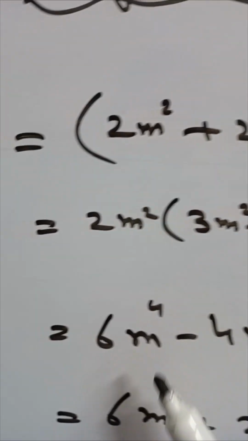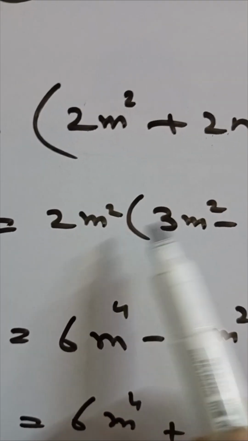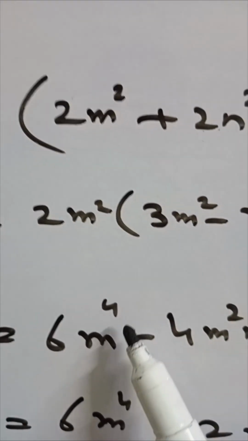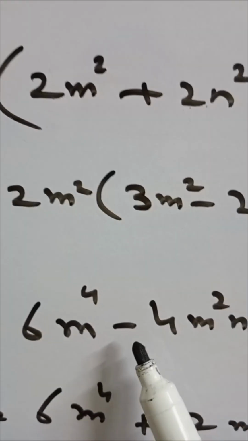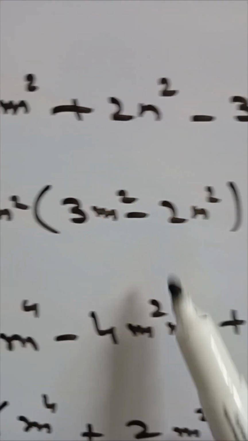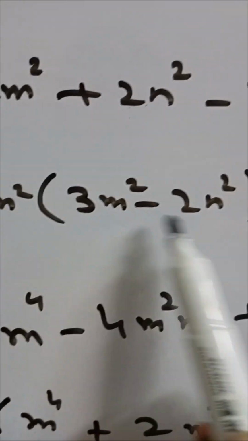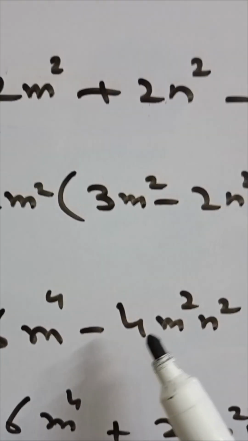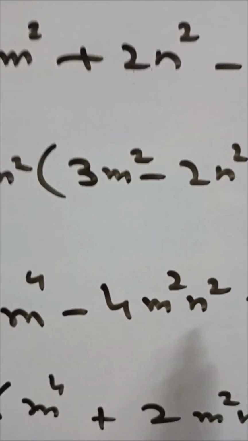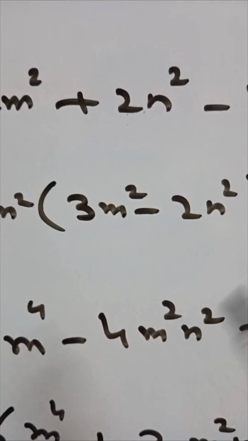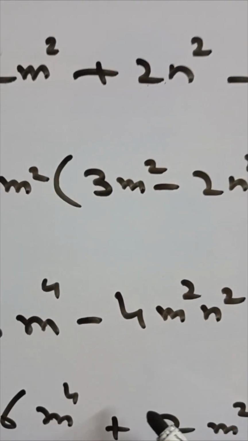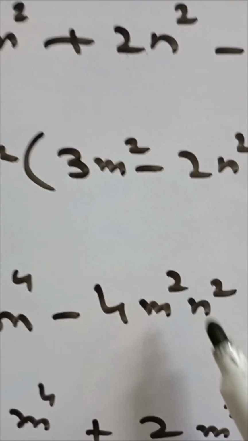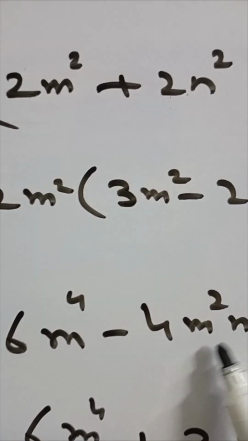2 times 3 is 6. Bases are the same, so powers add: m raised to power 2 times m raised to power 2 becomes m⁴. Minus 2 times 2 is 4, m²n². Always remember that you cannot write n²m², because you have to place letters in alphabetical order. m comes first, n comes after it. So you have to write 4m²n². This is a very important point.